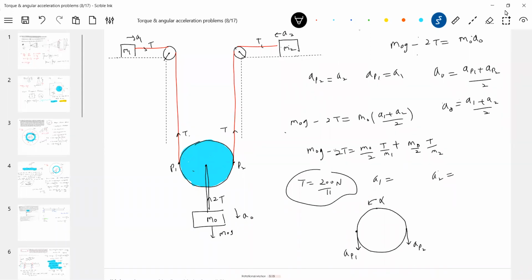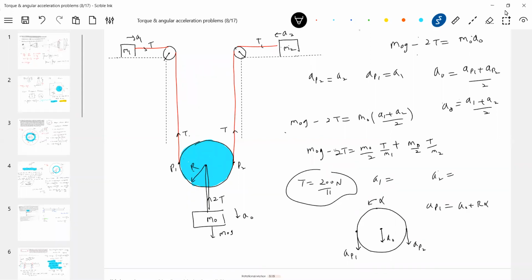Sir, how can you say it will rotate? See, if this point has acceleration AP1, then this point should get acceleration AP2. With alpha, the resultant acceleration will become AP2. And what about the midpoint? The midpoint has how much? A0. Can you write any equation? AP1 should be equal to A0 plus R alpha, where R is the radius.